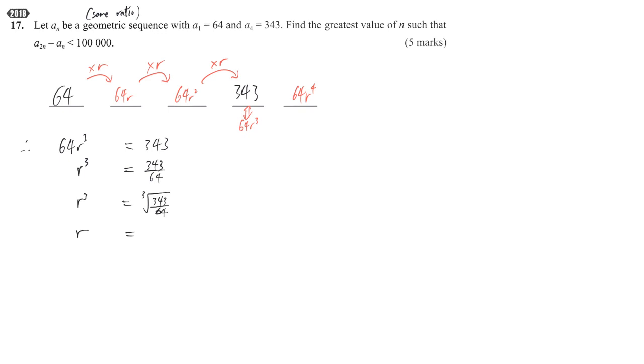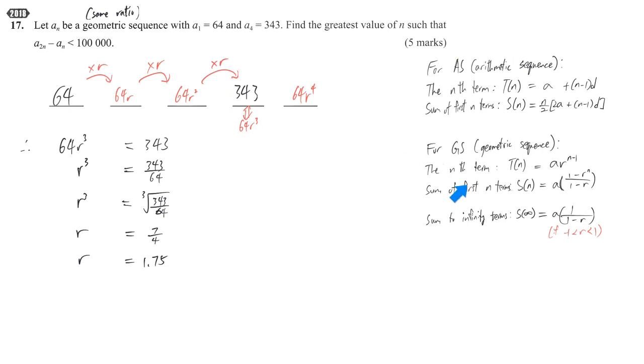Then we may use a calculator. We get 7 over 4, or we directly write down 1.75, which is okay. This is one of the methods if you know what to do here. However, if you want to rely on formula, it's totally fine. Just make sure you memorize those formulas. And then for GS, geometric sequence, we are talking about a certain term. So the nth term is this one.